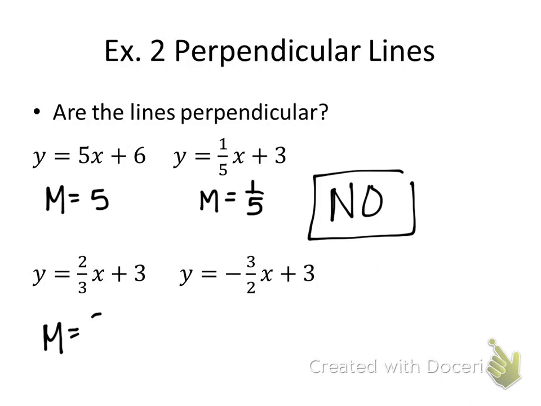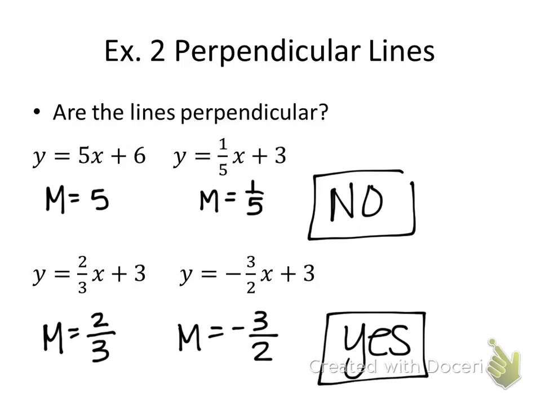So let's look at this next one. I have m is equal to 2 over 3, and m is equal to negative 3 over 2. So are they perpendicular? Are they opposite? This one's positive, this one's negative, so yep. And then are they reciprocals? 2 over 3, 3 over 2. So I know, yes, these lines are in fact perpendicular.